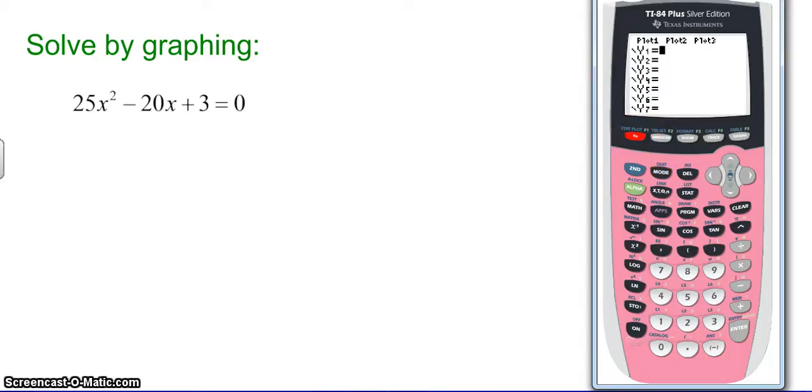So first thing, enter your quadratic equation into the y equals feature of your calculator. So y equals 25x squared minus 20x plus 3. We don't have to worry about the equals 0 part. That's what we're going to be looking for on our graph. Right now we just want a picture of our overall parabola and what it looks like. Okay, so then go ahead and press graph.